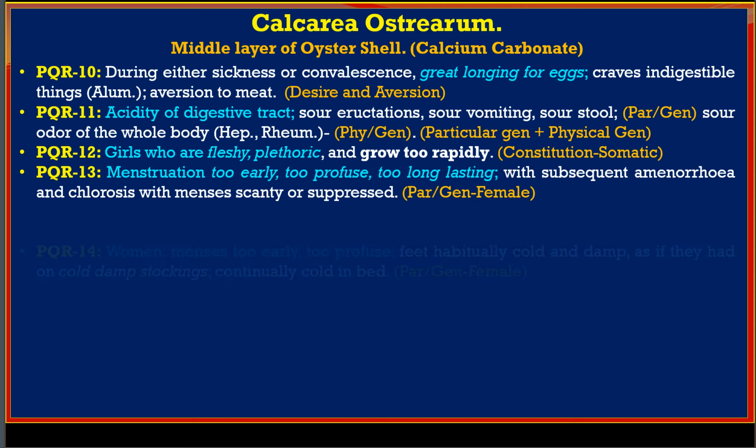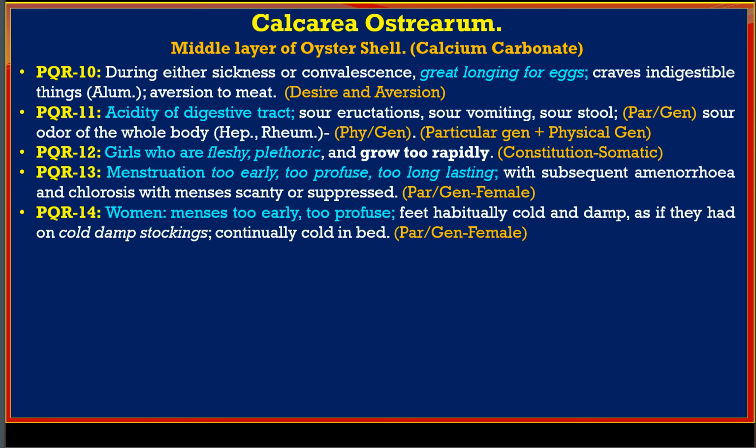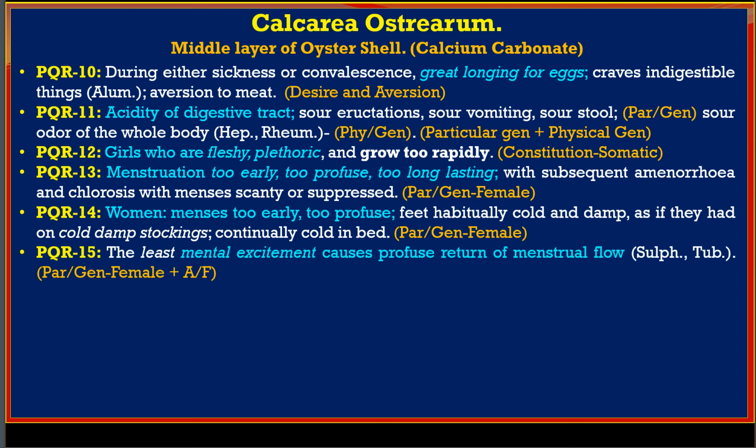While reading PQR 13, we go to PQR 14. Woman, menses too early, too profuse, feet habitually cold and damp, as if they had on cold damp stockings, continually cold in the bed. So the adult female is also having the same problem. Menses too early, too profuse, menorrhagia is there and they are chilly, with cold extremities, having poor blood circulation, and they are chilly in the bed also. Even if they are covering themselves up, it doesn't relieve them.